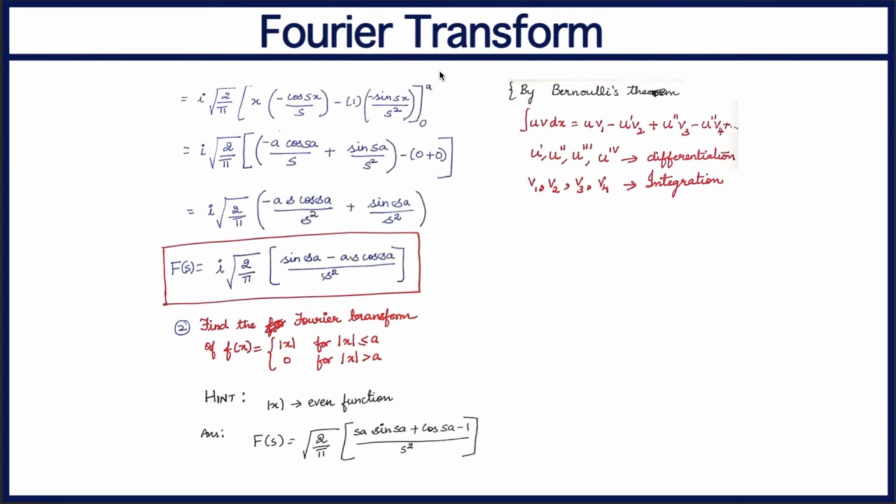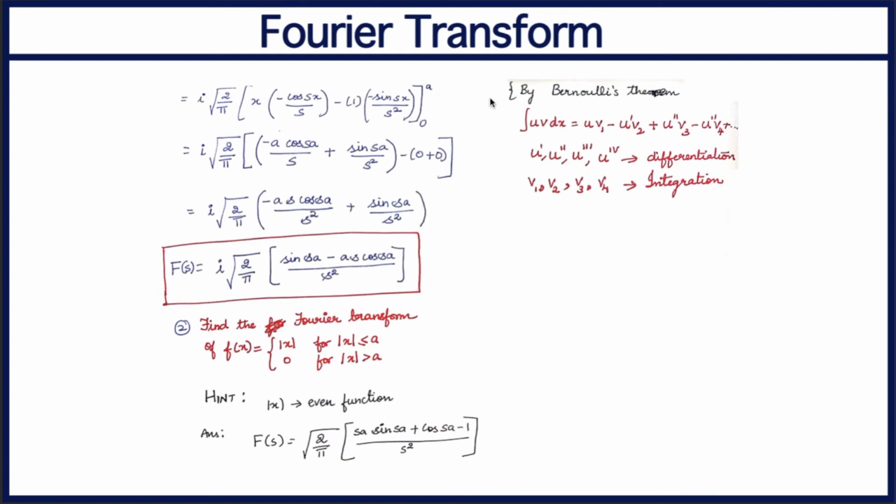Now apply the lower and the upper limit, 0 to a. If you apply the lower limit, for example, if you substitute x equal to 0, this part vanishes, right? 0 into something is 0. And then here, when you substitute x equal to 0, what will happen? Sine 0, what is sine 0? Sine 0 is 0. So for the lower part, it is not there. So we'll have the upper part alone.